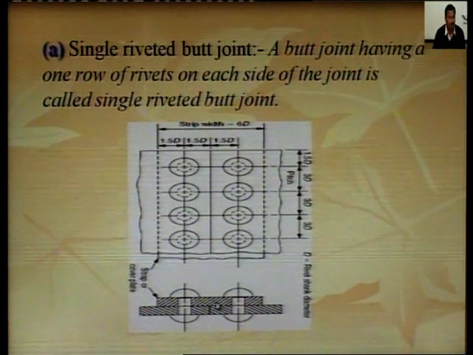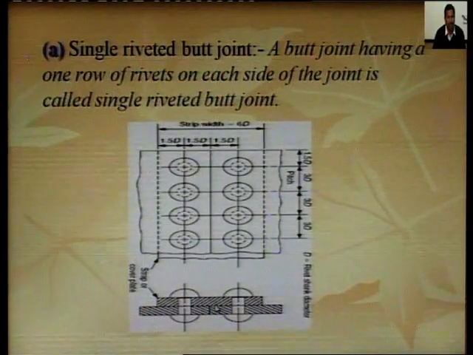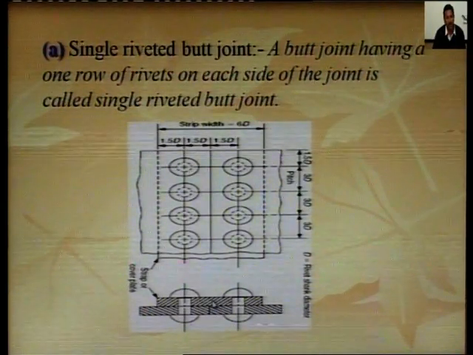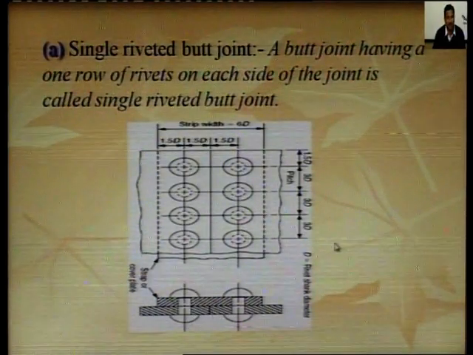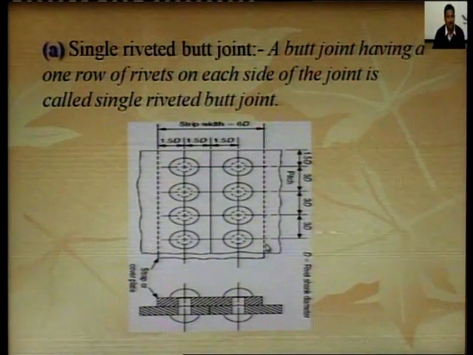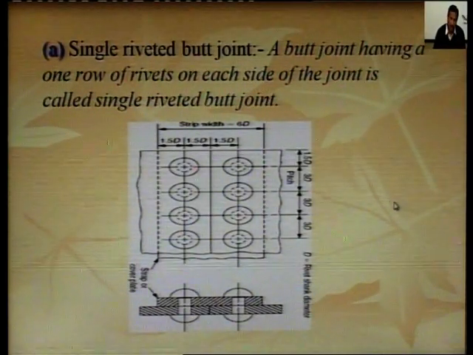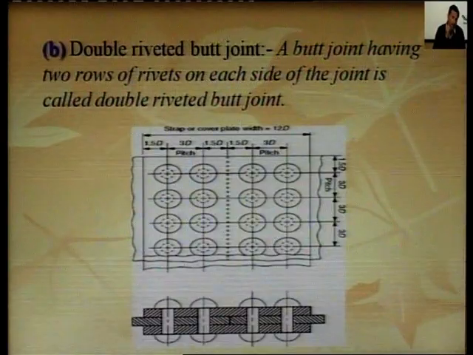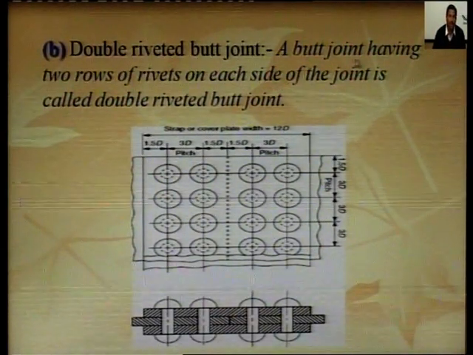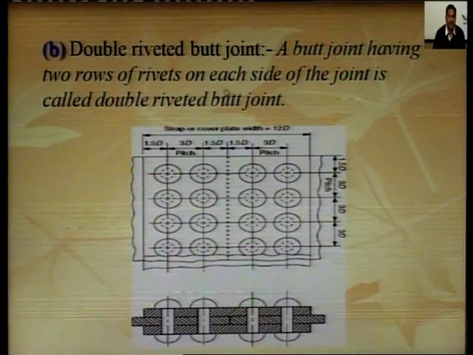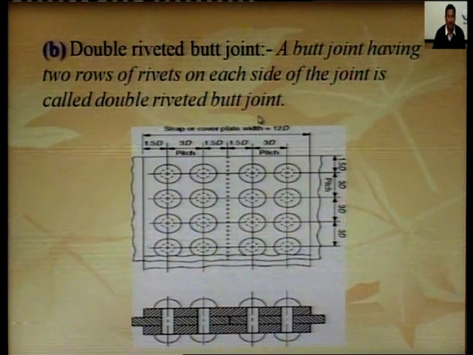When we place two cover plates, one on either side, here and here, then that type of joint is called a single riveted double cover plate butt joint. The second type of butt joint is the double riveted butt joint. A butt joint having two rows of rivets on each side of the joint is called a double riveted butt joint.